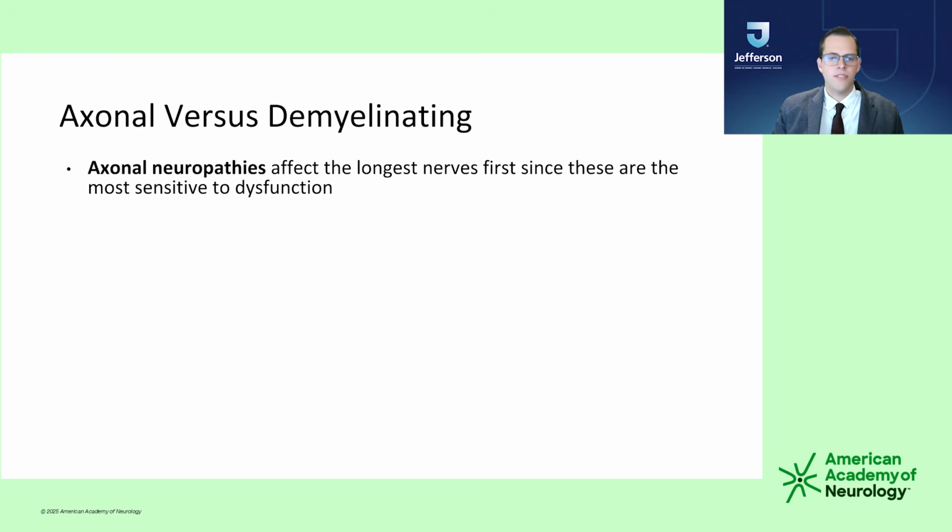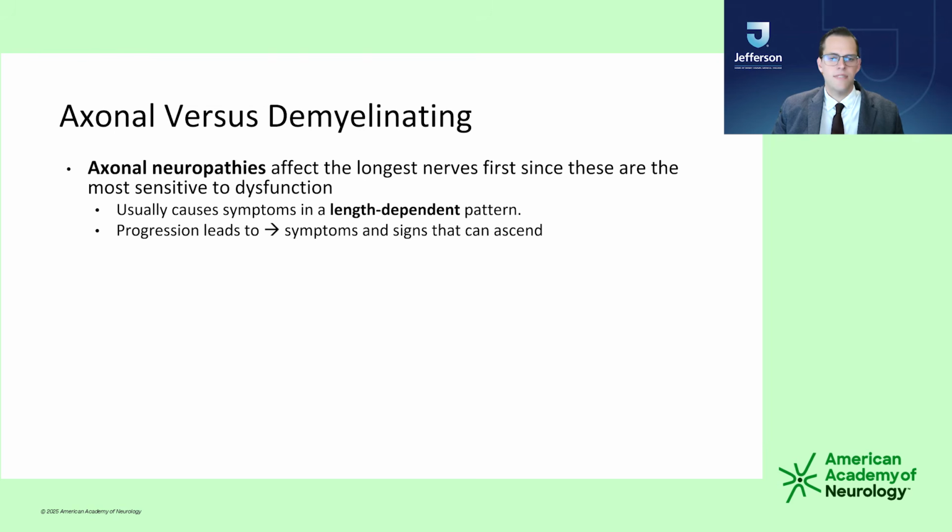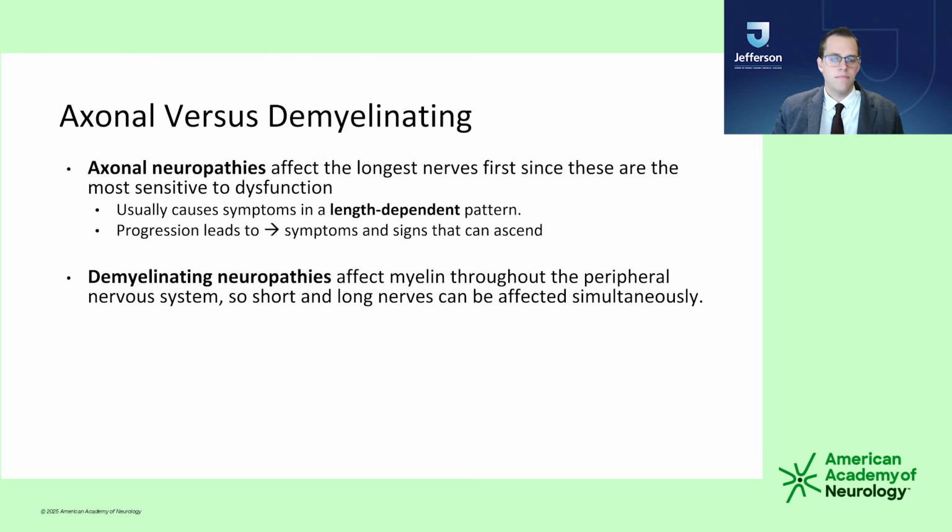Axonal neuropathies affect the longest nerves first, since these are the most sensitive to dysfunction. This usually causes symptoms in a length-dependent pattern, starting at the feet. The progression leads to symptoms and signs that can ascend.